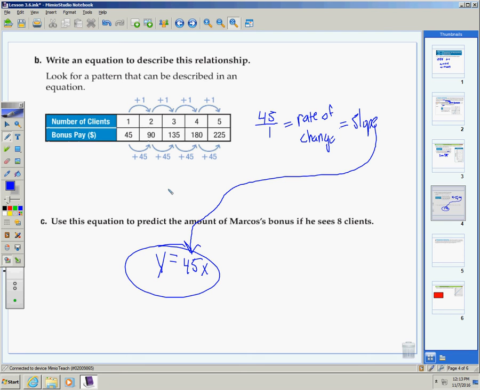Now that we've got our equation, we can see if he sees 8 clients, y equals 45 times 8, just plug in 8 for x. And when I do that, I see he should make $360 when he sees 8 clients as his bonus. So hopefully this is encouraging to you because you've looked at this and realized you already know exactly what's going on because you've done all of this before. It's just a different name.